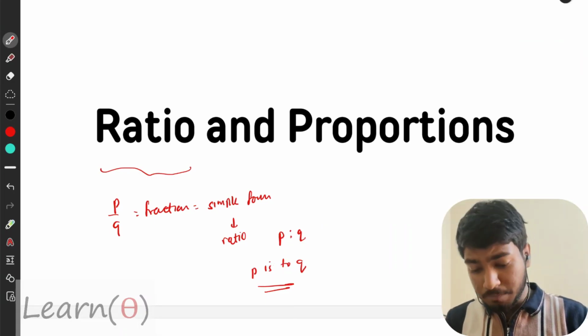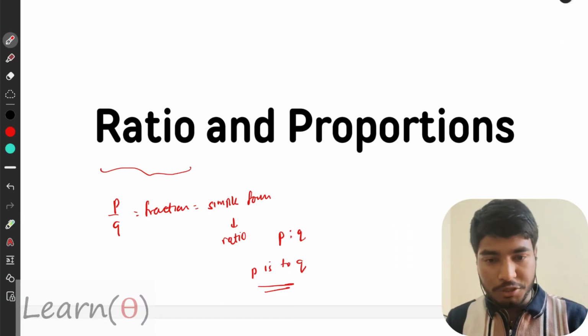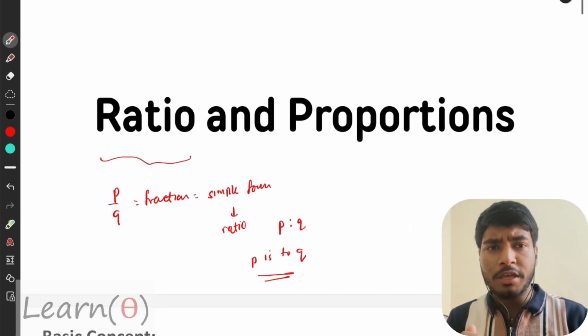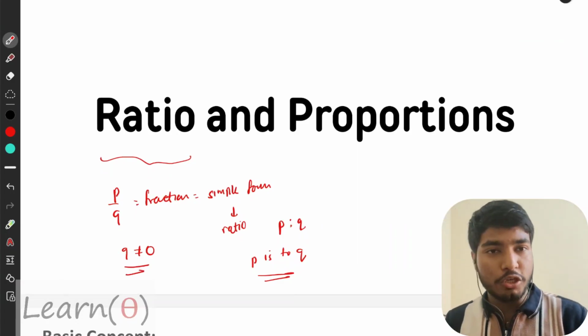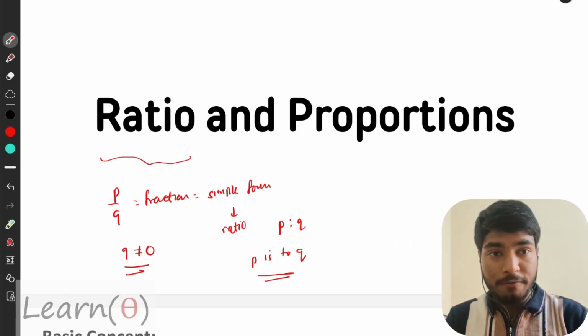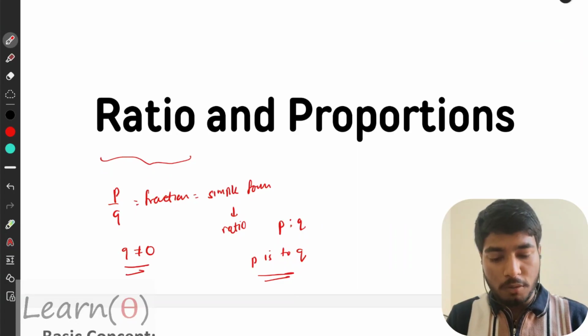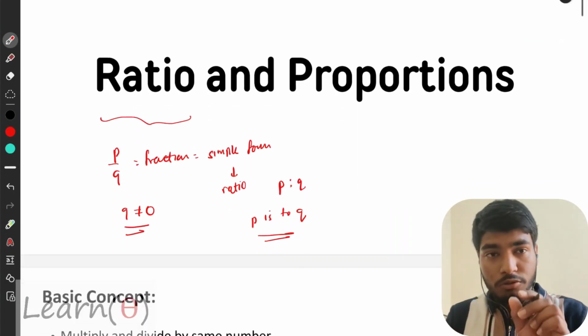Again, repeating the same thing: I will have a fraction. What is a fraction? Anything in the form of p by q where q must not be 0. This is the condition of a fraction. So whenever I get any fraction, I will convert it into a simpler form, and then I will write the simpler form using the colon.